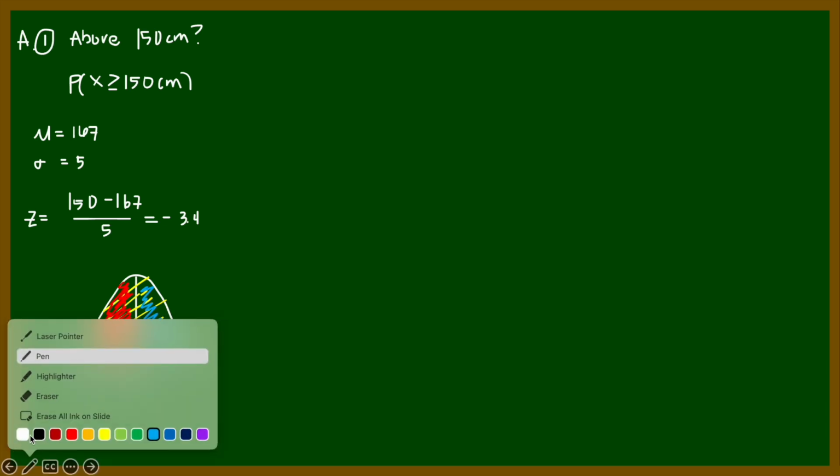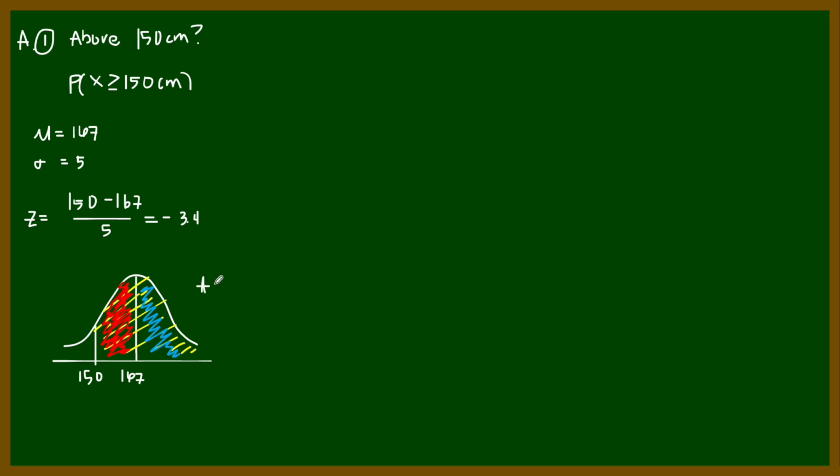So, to determine the entire area, we have A is equal to 49.97% plus the 50%. So, the area is 99.97%. So, what's the interpretation of the answer?